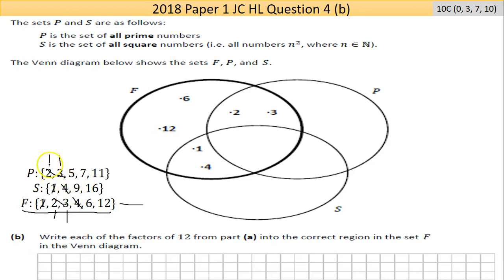I'm just deciding where I put them in terms of intersection by writing out sets P and S. So I'm not actually asked to fill in these two bits here. Technically, 5, 7, 11 would go in here, in set P but not in F. 9 and 16 would go in here, if you were asked to fill out the entire Venn diagram, and there's no commonality between all three.